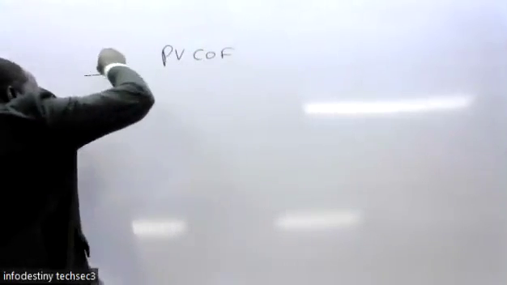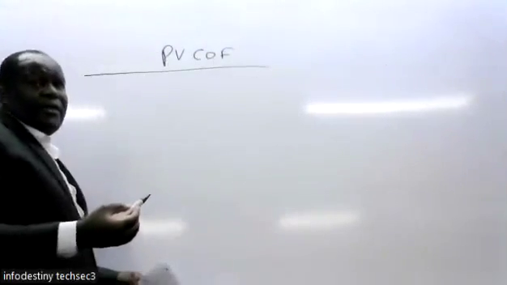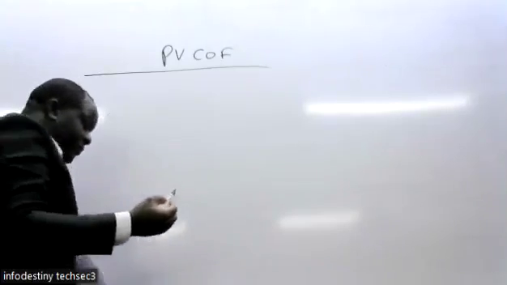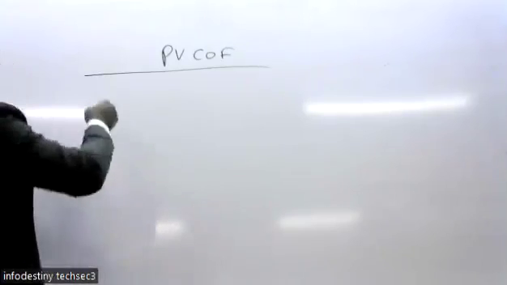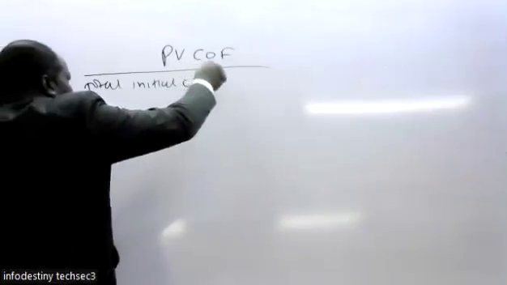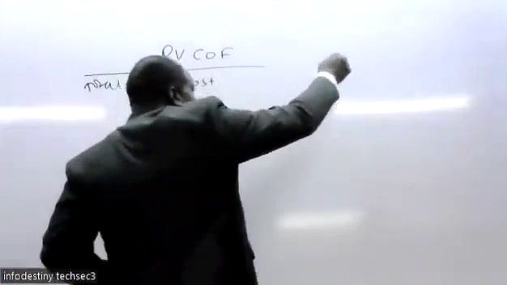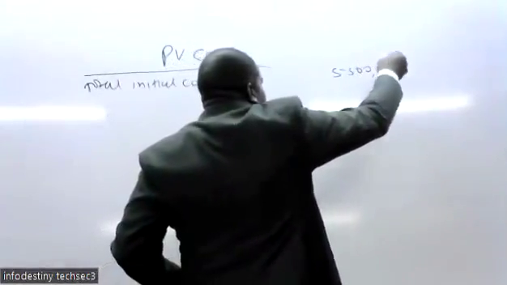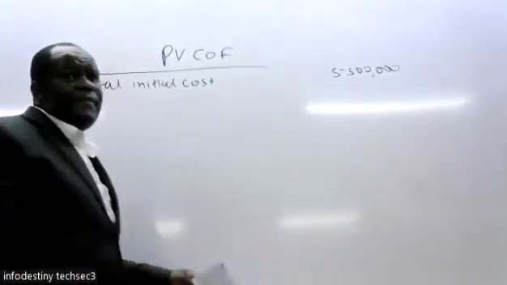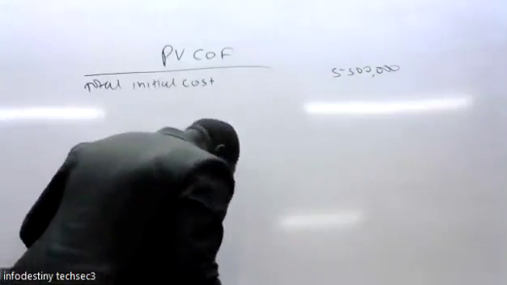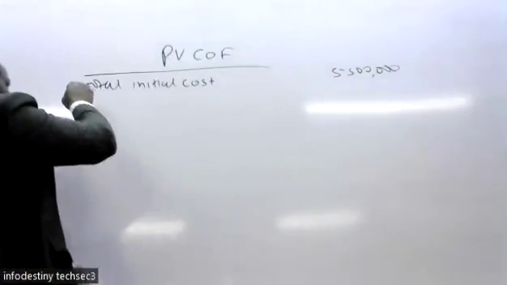So in the other workings, we need to get the present value of the cash outflows. To get the present value of the cash outflow, we start with the total initial cost. Total initial cost, remember it was 5.5 million. Remember how we got that figure? Then we add changes in the working capital.